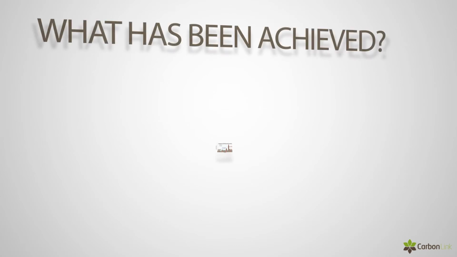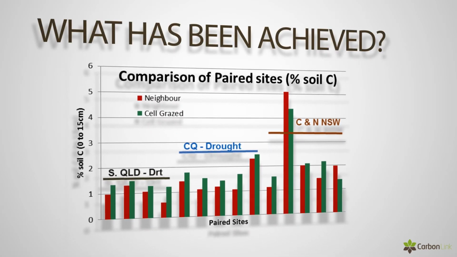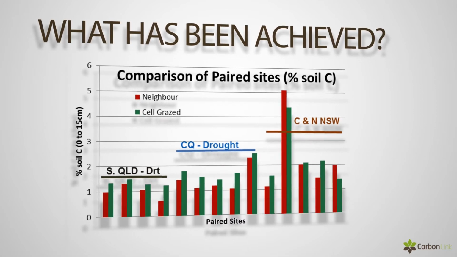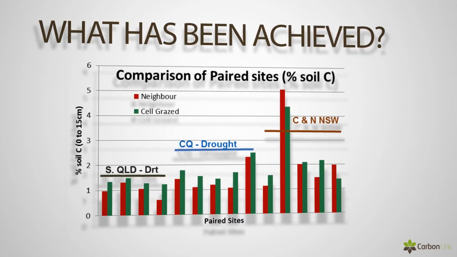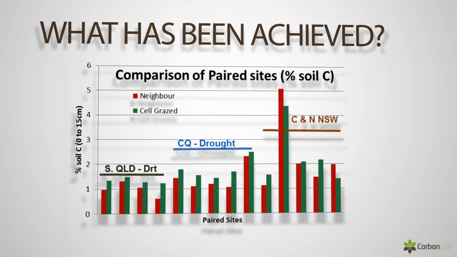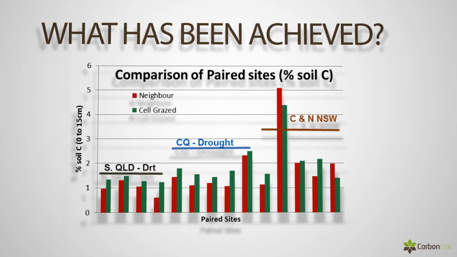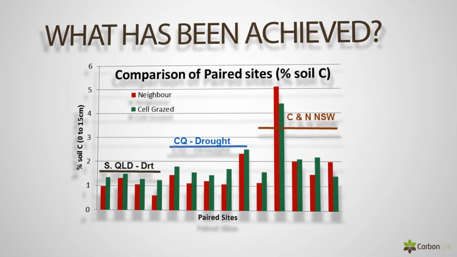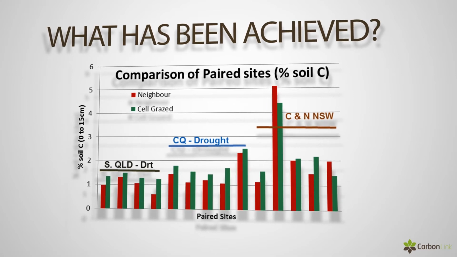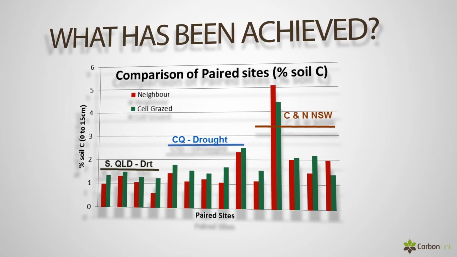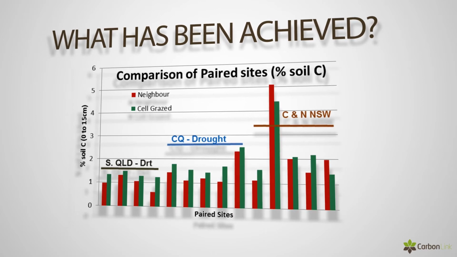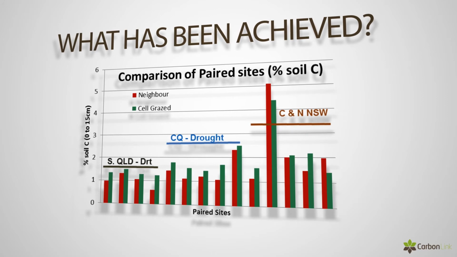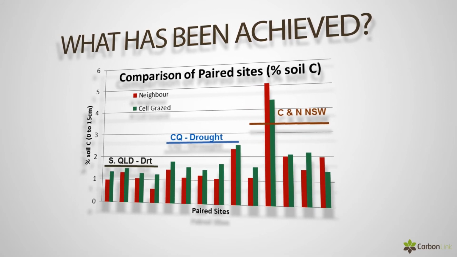A few results from Queensland and New South Wales in Australia indicate that where we've compared cell-grazed properties to neighbours, where the cell-grazed properties have been grazed effectively for 10 years or more, we find a useful change in the soil carbon content. In fact, the average of all of those sites, which were incidentally sampled during a drought, the average change in soil organic carbon is 0.4% over 10 years, which doesn't sound like a lot, but economically it's a significant amount.